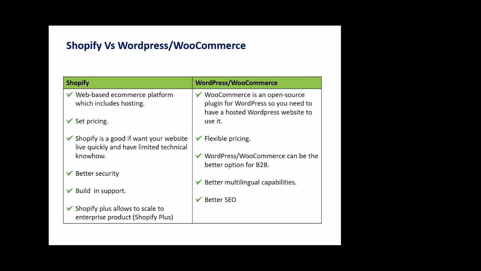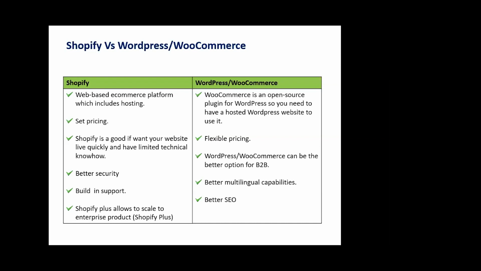So Shopify is good if you want your website live quickly and have limited technical knowledge, whereas WordPress can be a better option for B2B. So in other words, you could definitely say the learning curve with Shopify is less, the learning curve with WordPress and WooCommerce is greater. Shopify, because it was built as a B2C platform, has better security. WordPress is a little bit more susceptible to being hacked and all of that type of stuff, right? And this is a key advantage from a Shopify perspective.